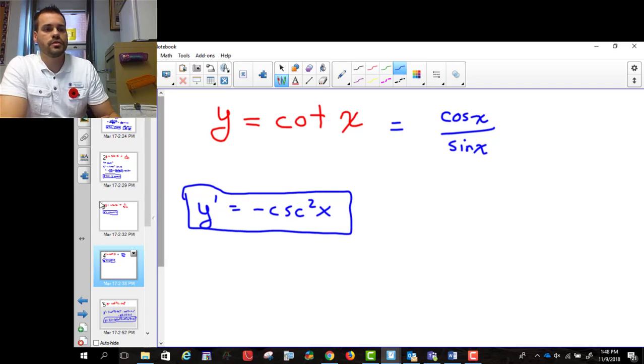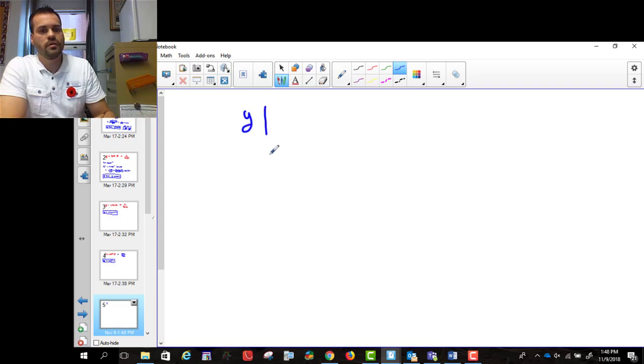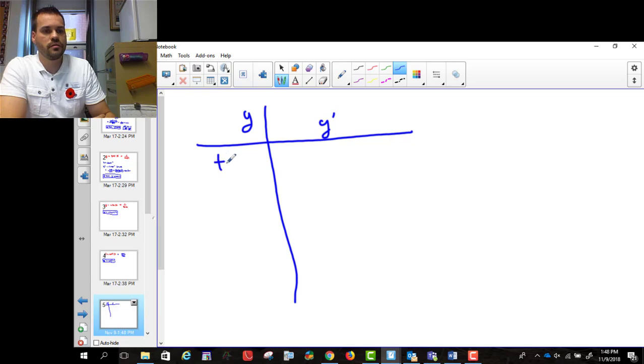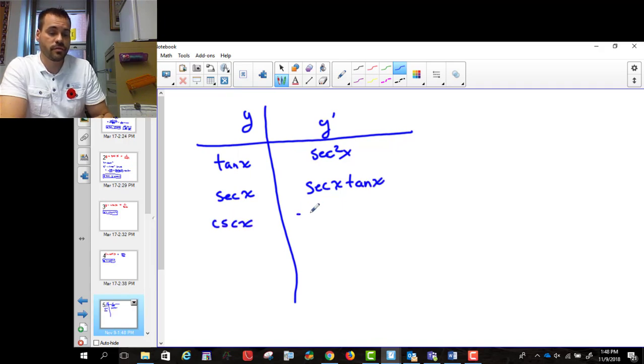Okay? So just as a summary, if we make a table, with y here and y prime here, we have tan x, the derivative of that is secant squared x. We have secant x, the derivative of secant x is secant x tangent x. We have cosecant x, and its derivative is negative cosecant x cotangent x. And finally, the derivative of cotangent x is negative cosecant squared x.